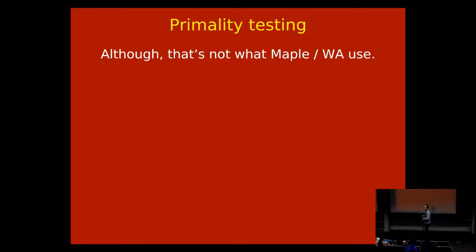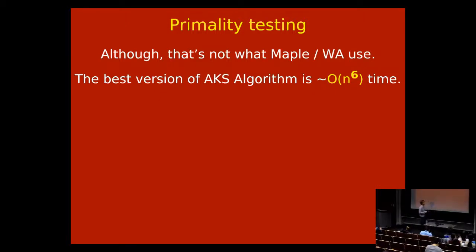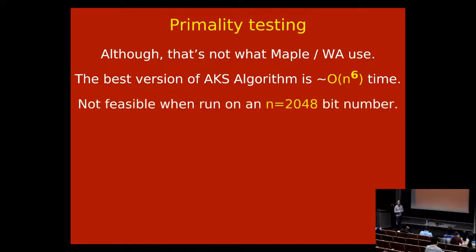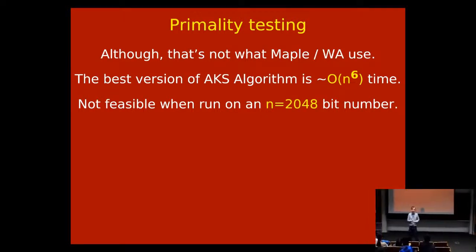Although they don't use that algorithm when you type it into Maple, like is this number prime? They don't run that algorithm because it's too slow. The best known version of this primality testing algorithm invented by these three people is something like a 6th power time in the number of digits. If you run it on a number that's like 2,000 bits long, I don't know what 1,000 to the power of 6 is, but it's a very large number. So it's polynomial time, and in practice it's not really feasible unless you have very small numbers.